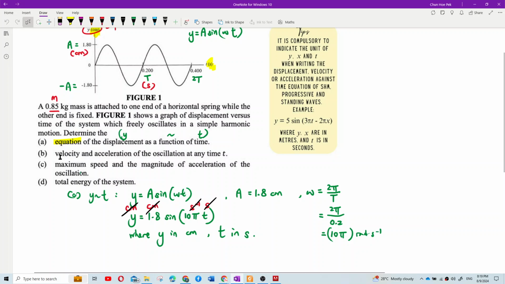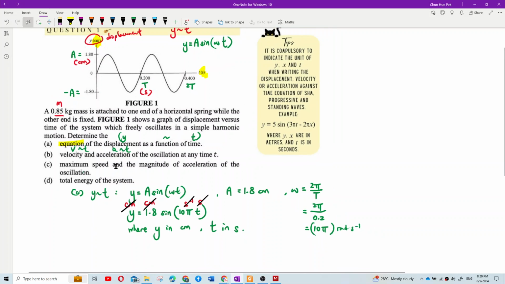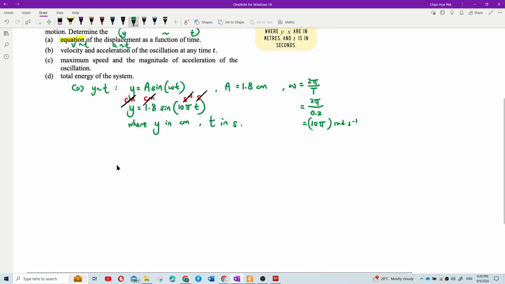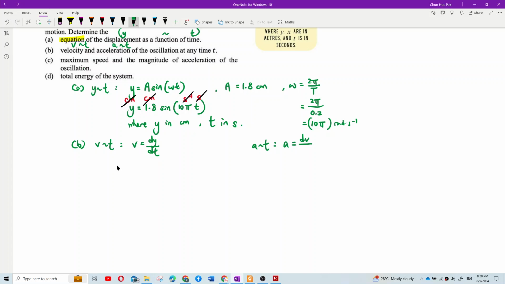Okay. Now B, velocity and acceleration of the oscillation at any time t. So he wants the equation also. He wants the equation for velocity versus time, acceleration versus time. Okay, so let's do it. Remember I taught you how to differentiate. Velocity versus time. Velocity is dy over dt. And for acceleration versus time, you use dv over dt. You differentiate the velocity. Okay, let's do v first.